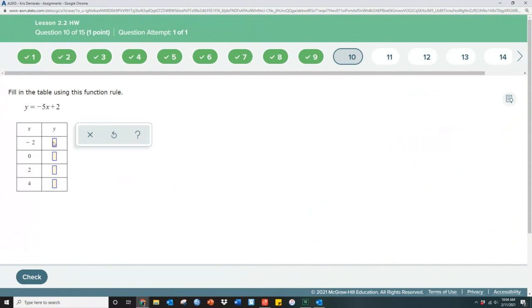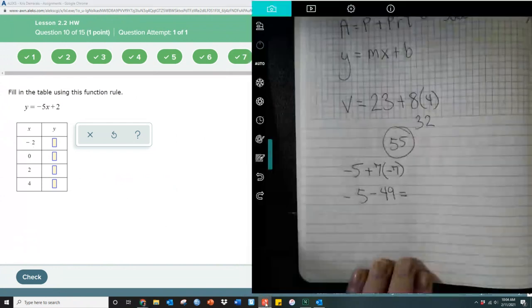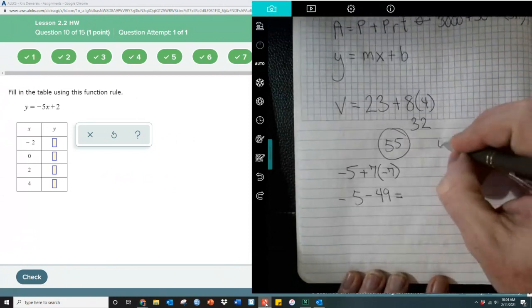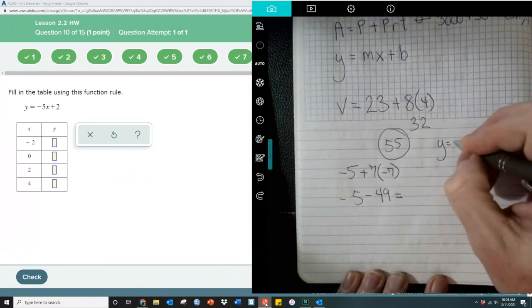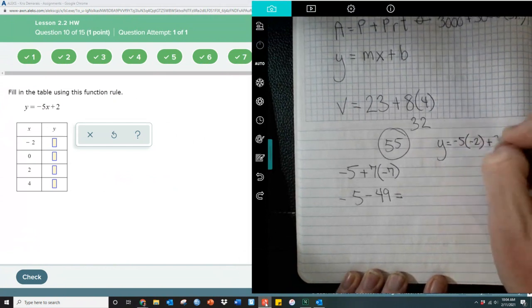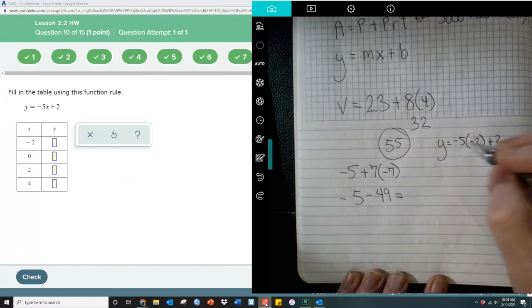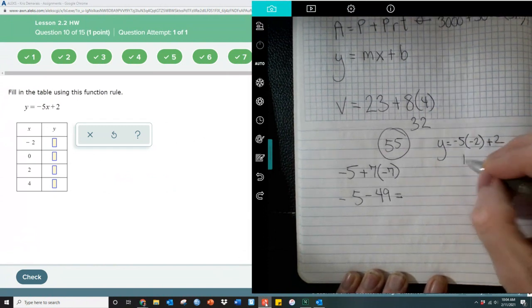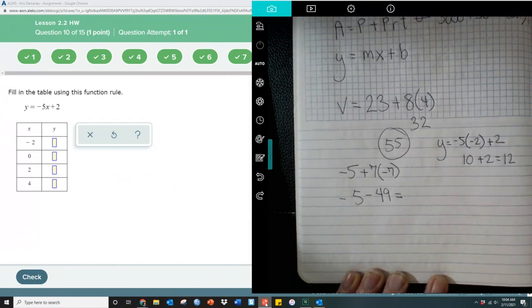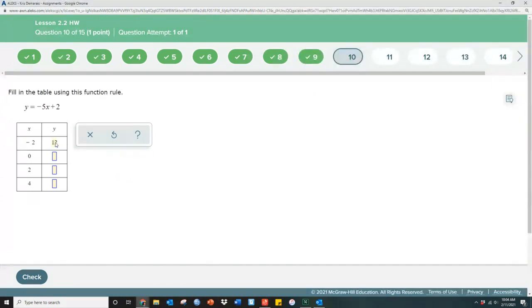Now, this is all about input and output. So what you do is you create a table by just simply putting into the equation. Now, I can do it mentally, but I'm not going to do that to you. You can go ahead and do this. This is what you do. Negative 2 times negative 5 is going to give you positive 10. Positive 10 plus 2 is 12. So that's the first answer we're going to put in there. So 12.